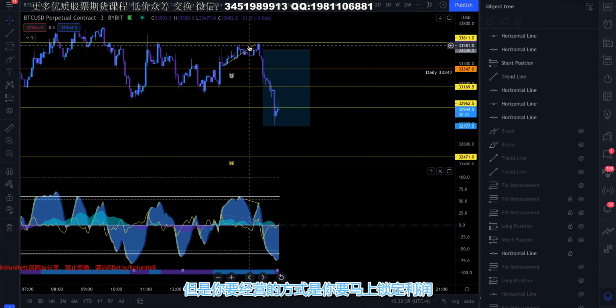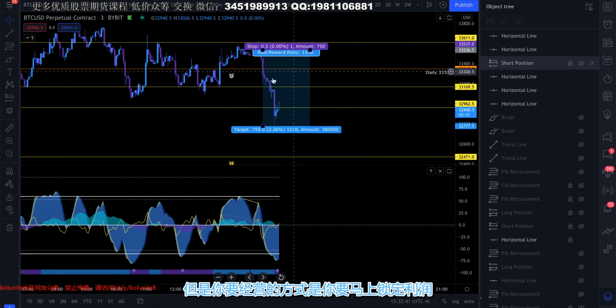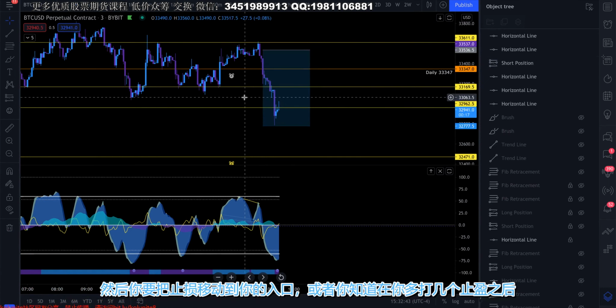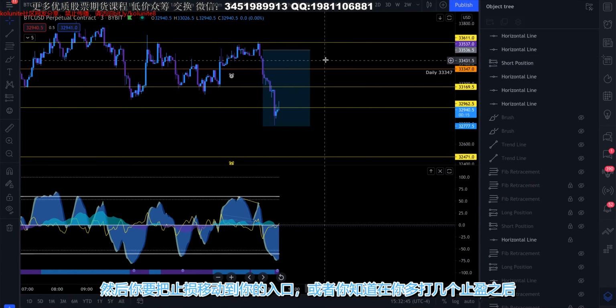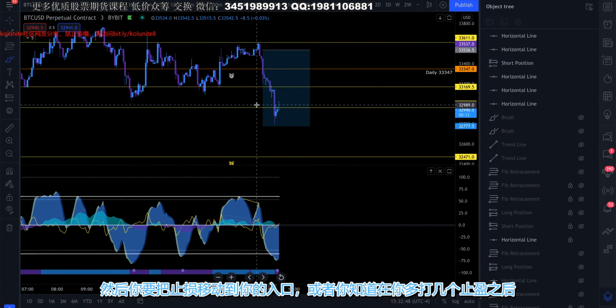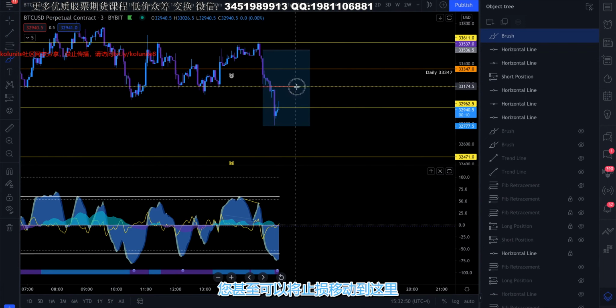But the way you're going to operate is you're going to lock in that profit right away, and then you are going to move that stop loss into either your entry, or after you hit a few more take profits, you could even move your stop loss to right here.